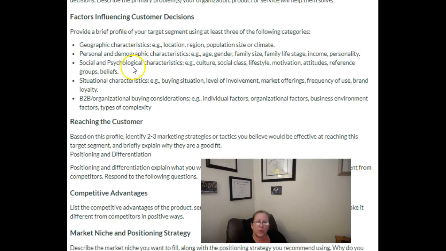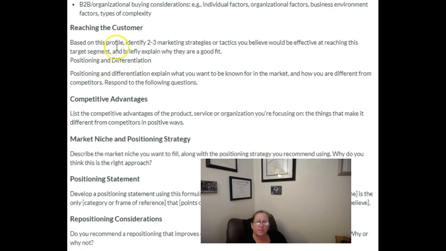Just look through each of these and see what you can answer about your target customer and which ones you think are most applicable to the marketing plan. And then next, you'll move on to reaching the customer. Based on the profile of the customer, you want to identify 2 to 3 marketing strategies or tactics that you believe would be effective at reaching this target segment, and briefly explain why they are a good fit. And then talk about positioning and differentiation.